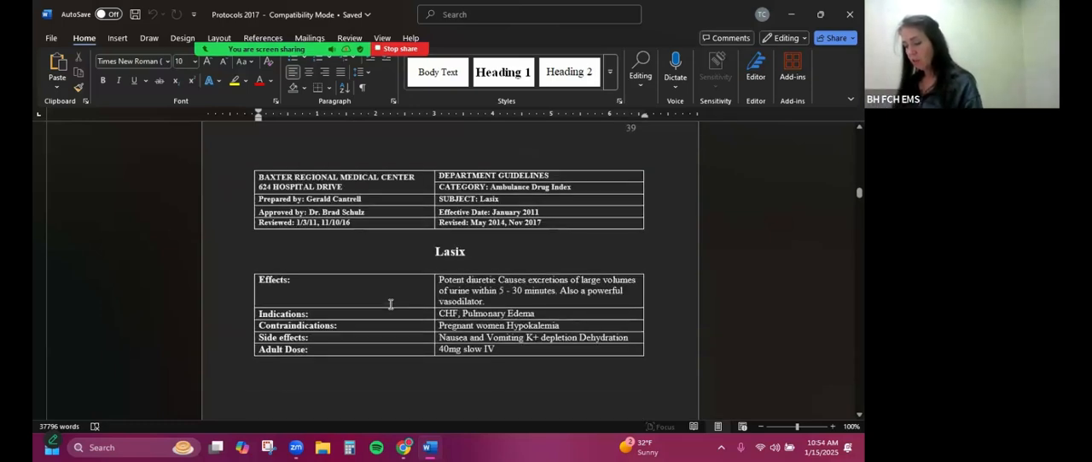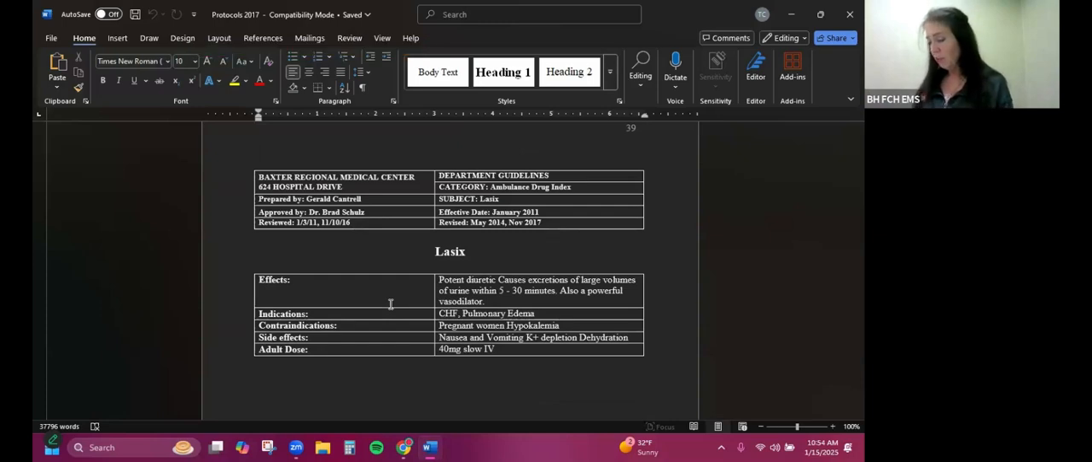All right, Lasix. We've had Lasix forever on our trucks. Lasix is a potent diuretic with large volumes of urine within 5 to 30 minutes. It's also a powerful vasodilator. It's for your CHFers, your pulmonary edema. Contraindications are pregnant women and hypokalemia. Your side effects: nausea and vomiting, potassium depletion, and dehydration.